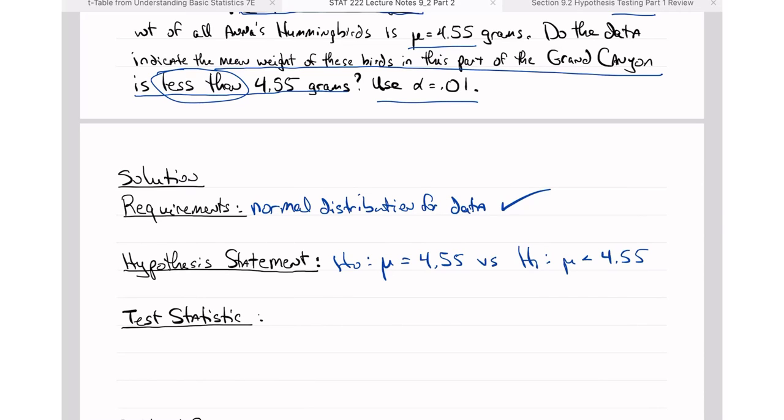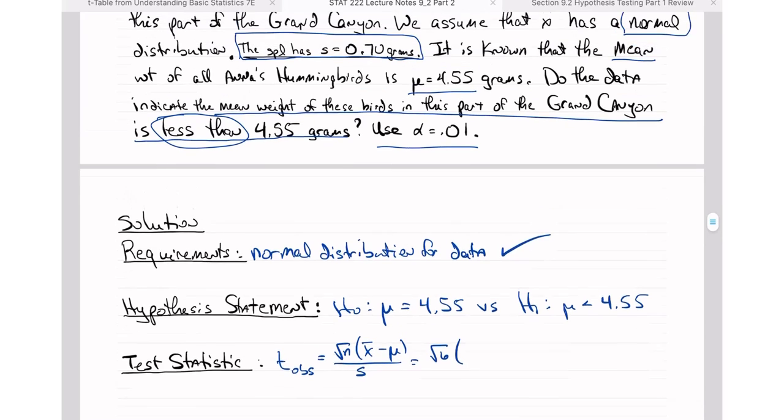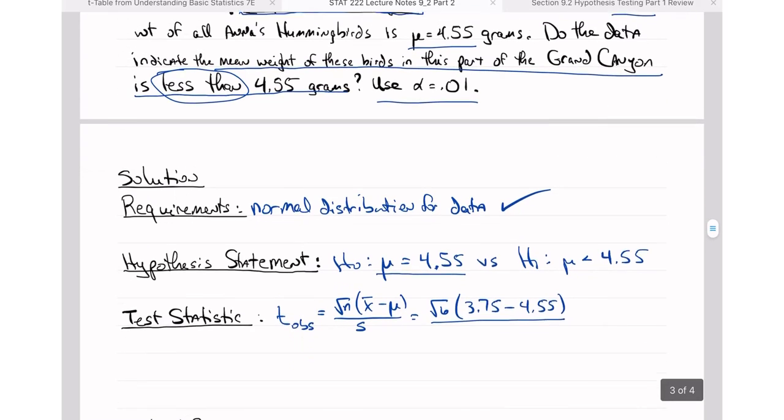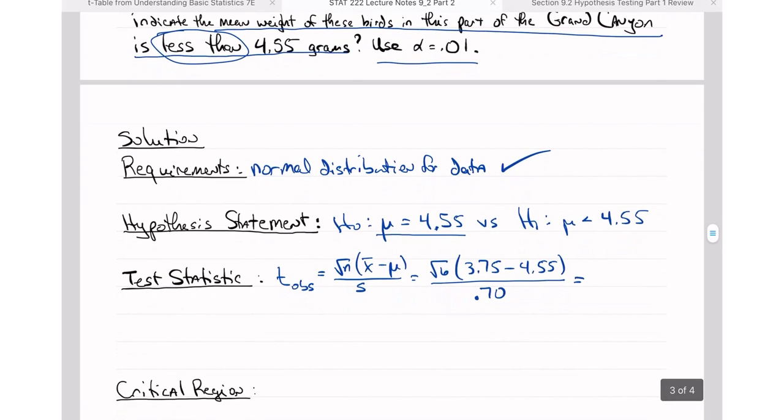Now my test statistic, because I don't know sigma, I have to use t observed equals square root of n times x bar minus mu over s. So square root of 6, x bar is 3.75. And then I go to my null hypothesis and I see that it says that mu is 4.55, so I substitute that in for mu. And then divide by s, which is 0.7. I carefully enter this into my calculator using parentheses.